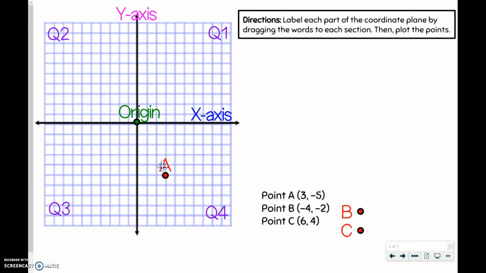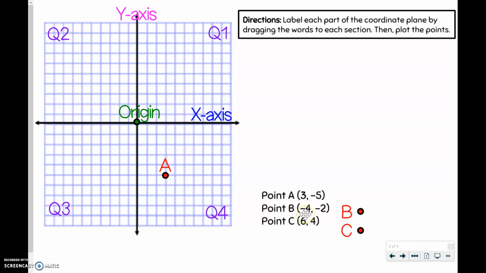I'm going to have my dot and label just like our number lines. So I went to the right 3 because that was my x coordinate, and then I went down 5 because the y coordinate was negative 5, so negative tells us down. Okay, let's try point B.